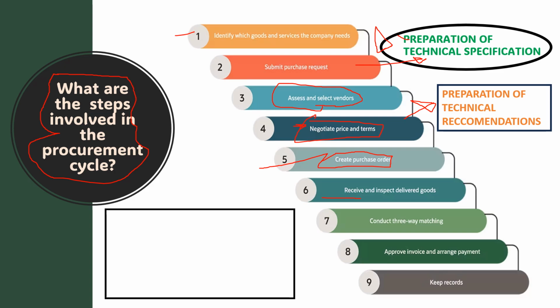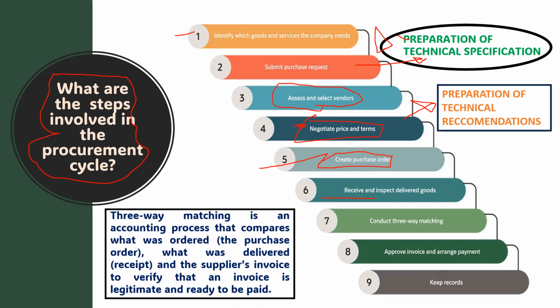Next is receive and inspect delivered goods. So receiving and inspection means once the goods are manufactured, they are received maybe in your factory or in your construction site. So we receive and inspect the delivered goods. After that we conduct three-way matching. So what does three-way matching mean? Three-way matching is basically an accounting process that compares what was ordered. So what was ordered is mentioned in the purchase order, as I told you earlier also.